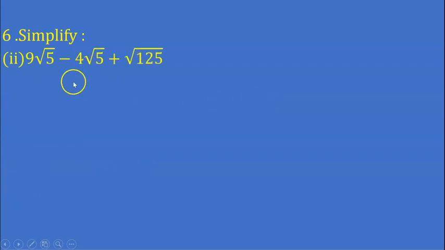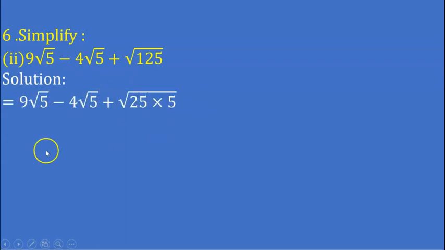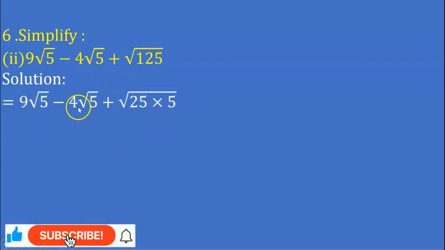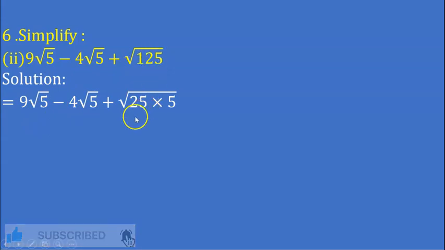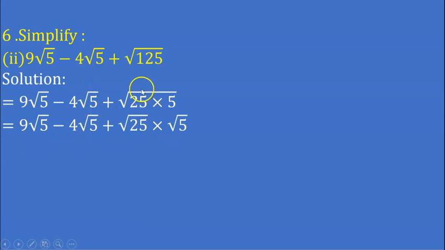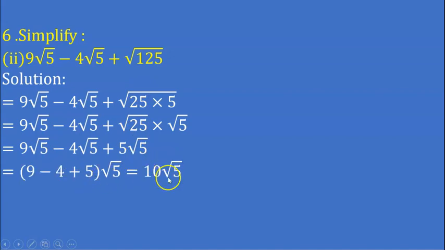Next example. 9 root 5 minus 4 root 5 plus root of 125. Now here, 9 root 5 as it is, minus 4 root 5, and root of 125 can be written as root of 25 into 5. Root of 25 is 5, that is 5 root 5. Take root 5 as a common. Then in bracket you will get 9 minus 4 plus 5. 9 plus 5 is 14, 14 minus 4 gives 10. So 10 root 5. Therefore the simplified form is 10 root 5.